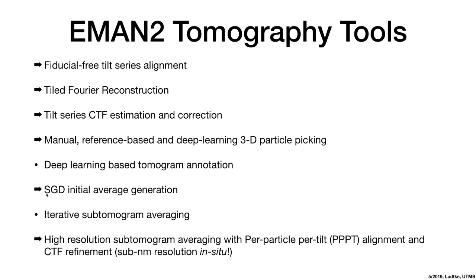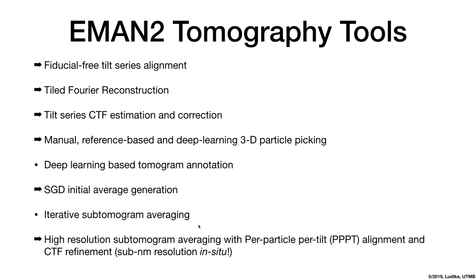We have a new stochastic gradient descent-based initial 3D volume generation. This is kind of equivalent to the initial model generation process in single particle analysis, but in this case we have three-dimensional particles. The only problem with the three-dimensional particles is they have this missing wedge, so we need to get that missing wedge filled in. And it turns out that that process of coming up with an initial wedge-free 3D volume is actually pretty tricky. So we have a nice algorithm which seems to work on that quite robustly. I'll show a couple examples of that.